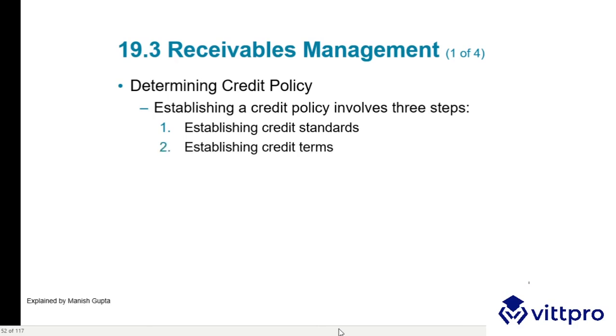That is one step. The second step is the terms. When do they have to pay, and are you going to give any discount, or a cash discount for paying early? And then the last is the collection policy. Who will collect, how will you collect, how often will you follow up, and those kinds of things. So the credit policy has 3 different parts: establishing the standard, establishing the credit terms, and finally the collection. What will you do with the defaults? Are you going to charge any interest, right? Those things are covered in the credit policy.